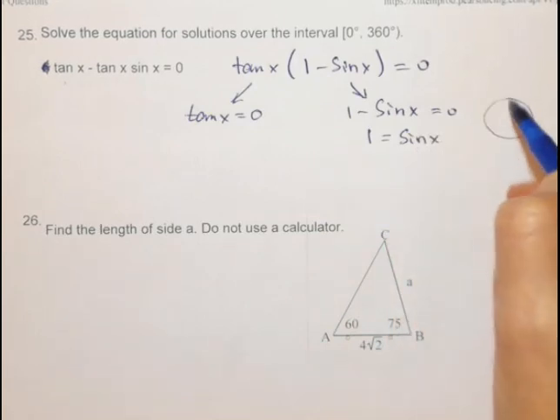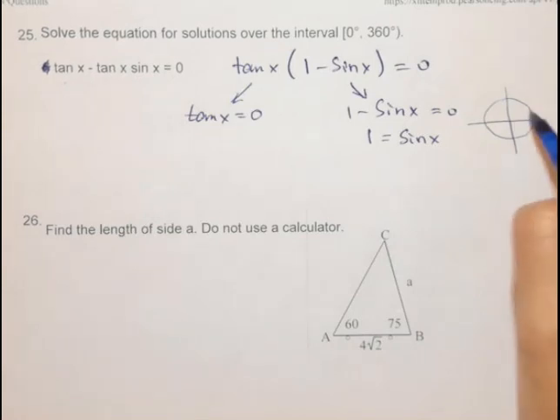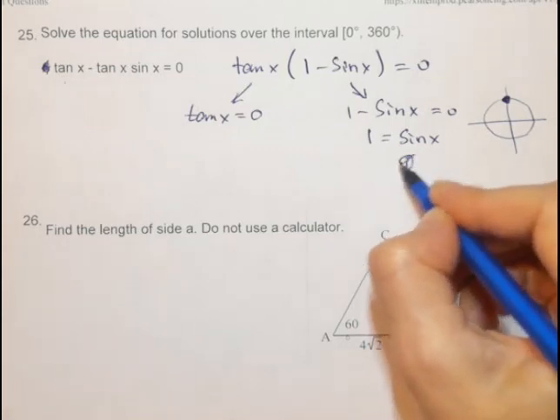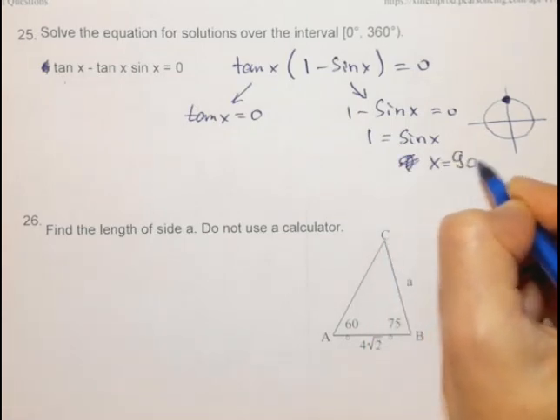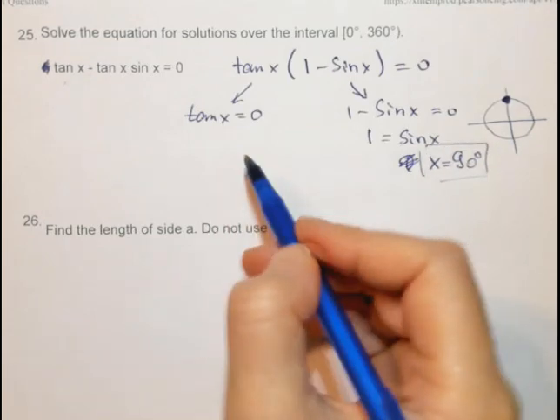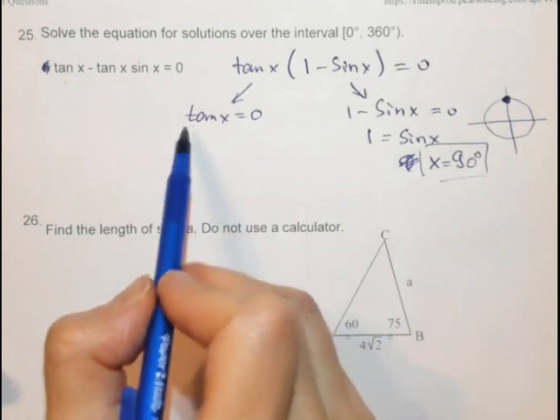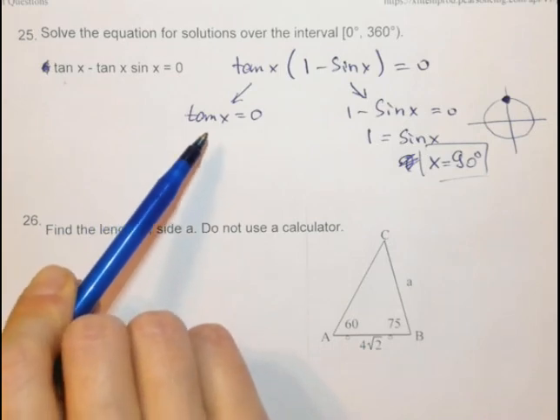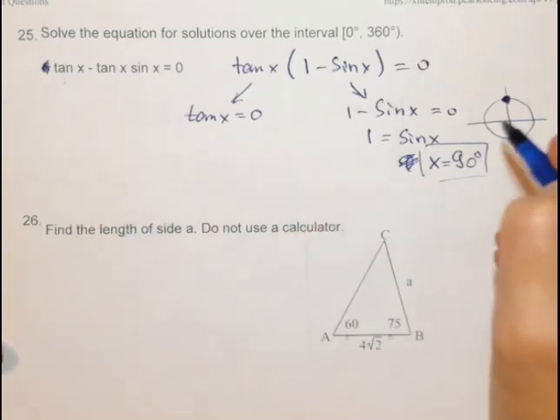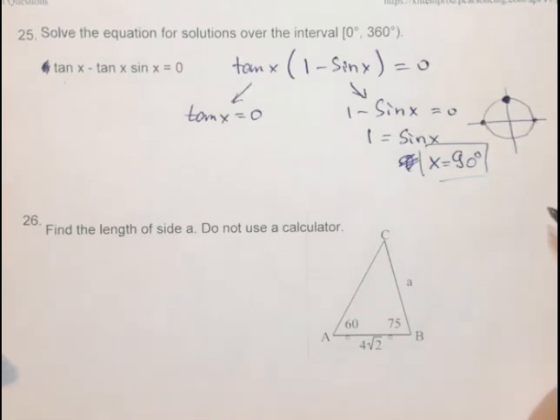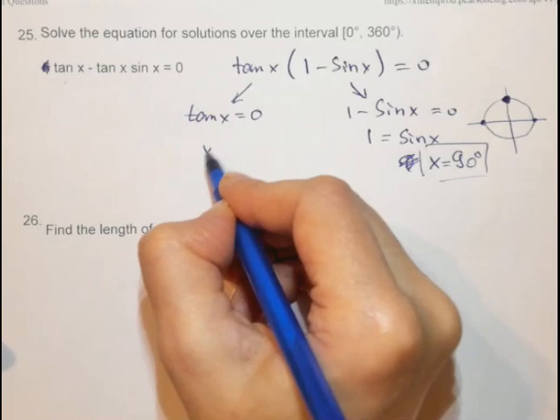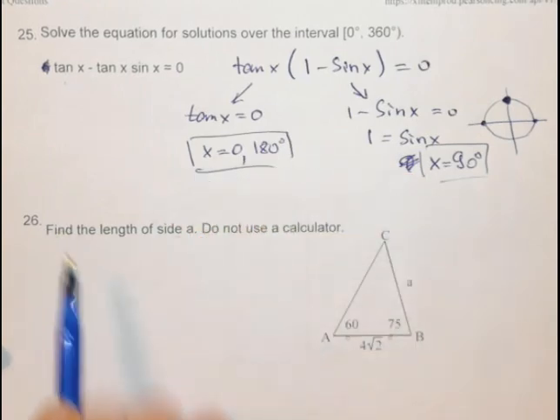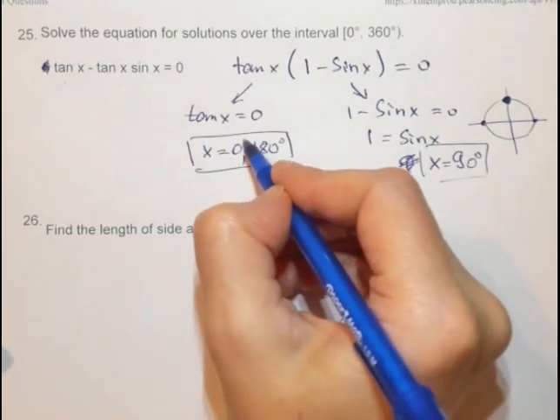Let us look at the unit circle where sine equals 1. So sine is the y coordinate. It equals 1 at this point, x equals 90 degrees. First solution. Now let us see where tangent is equal to 0. So tangent is equal to 0 where sine equals 0. Sine, the y coordinate, is equal to 0 at these two points. So x equals 0 or 180 degrees. Another two solutions. So 3 points: 0, 90, and 180 degrees.